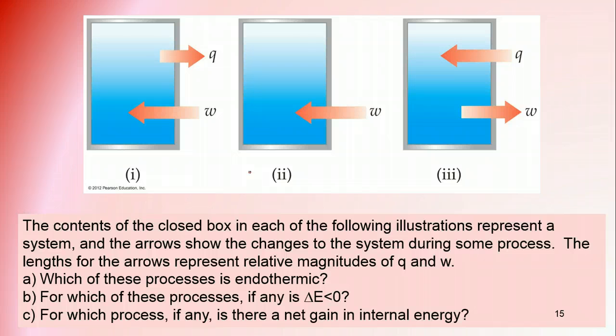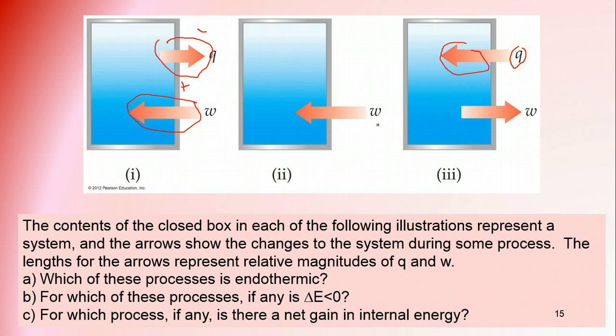And our answers are, for A, the endothermic process is going to have to be 3, because that's the only one where we have heat energy being absorbed into the system. The arrow shows it's going into the system, so that's 3. For B, which process, if any, has delta E less than 0? That is actually none of them. Notice the total overall change, even though this system is losing Q, losing heat energy, work's being done on the system. So this is a negative sign for this. This is a positive sign for this. But overall, this is gaining energy.